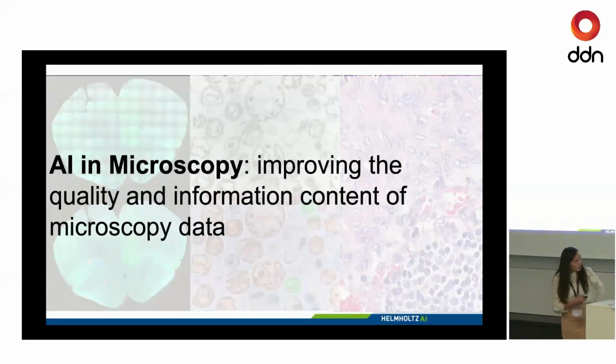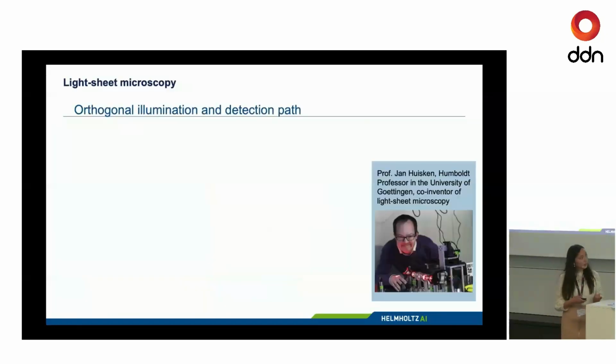The major topic of what I want to talk about today is how we use AI to work closely with the hardware to improve the microscope imaging quality itself. Here I show an example of the light sheet microscope. Currently we are cooperating with Professor Jan Huisken. He is a Humboldt professor at the University of Göttingen, and he is also the co-inventor of this light sheet microscope.